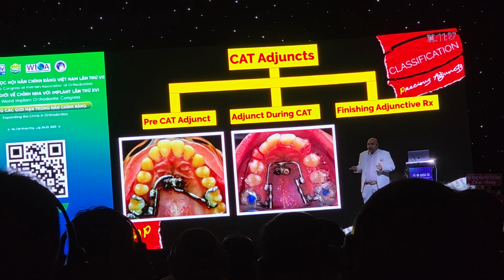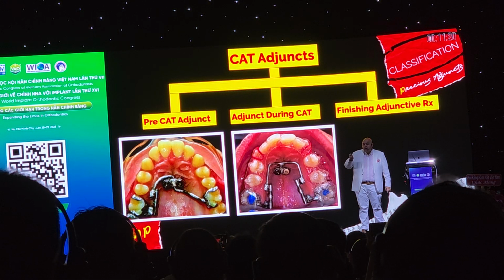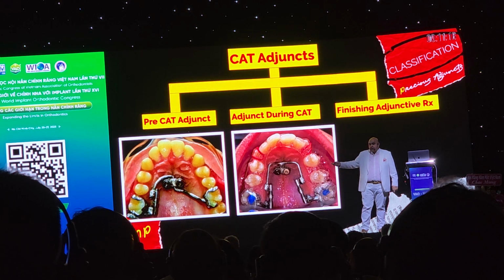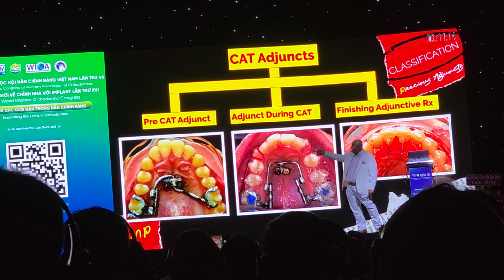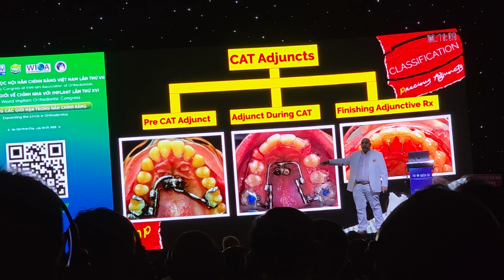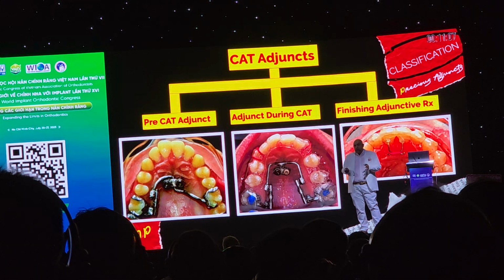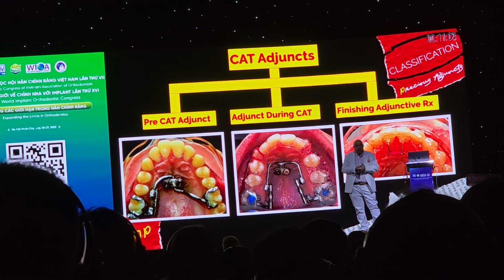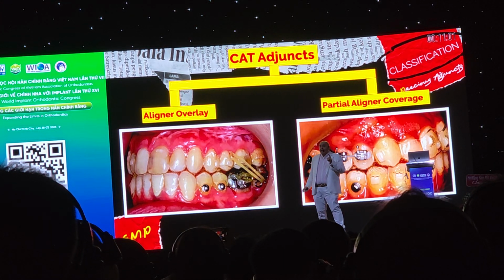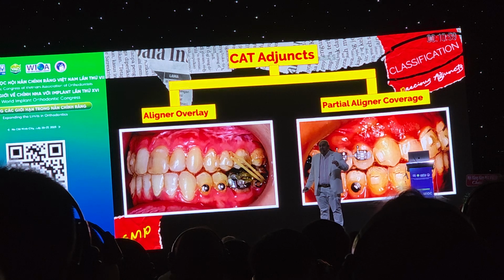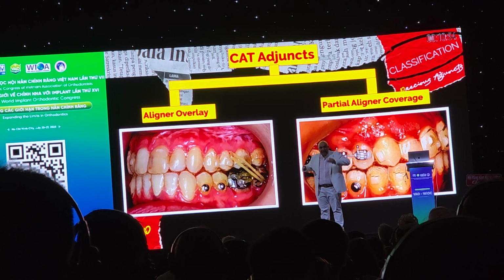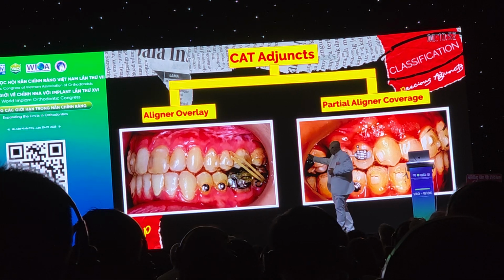I can also classify it as whether I am doing it before clear aligner therapy, during clear aligner therapy, or using it like a finishing adjunct like this, where I realize you need to add a little bit more distal tip, so you are placing it at the end of treatment. You can classify it based on what stage you incorporate the TAD or the adjunct. Very important, you can also classify it based on whether you use it in the aligner overlay method. That means your wires are doing their job and you still have aligner coverage over it, or partial aligner coverage.